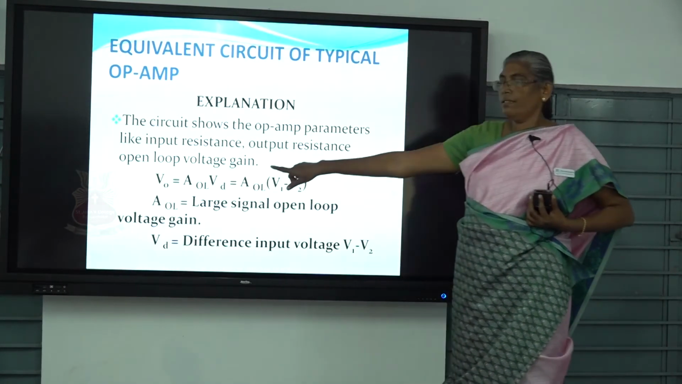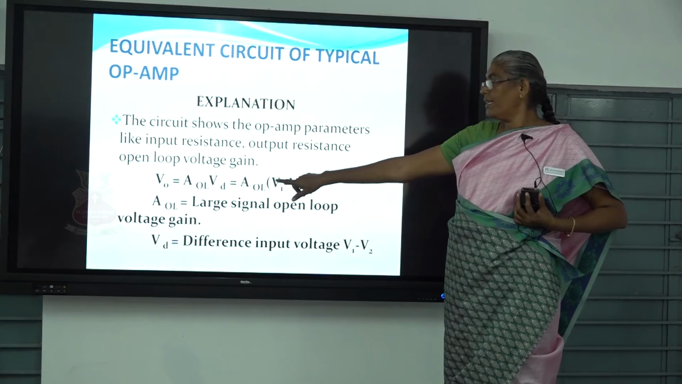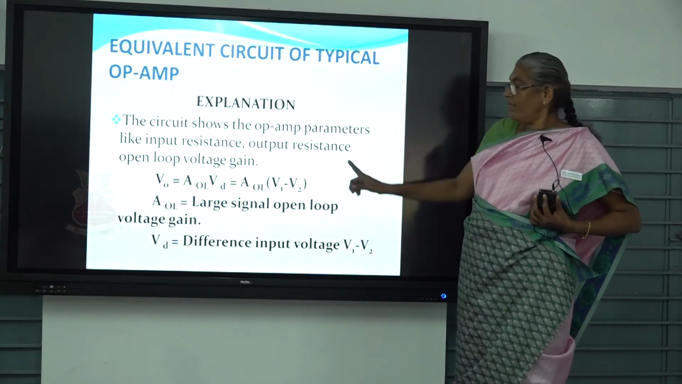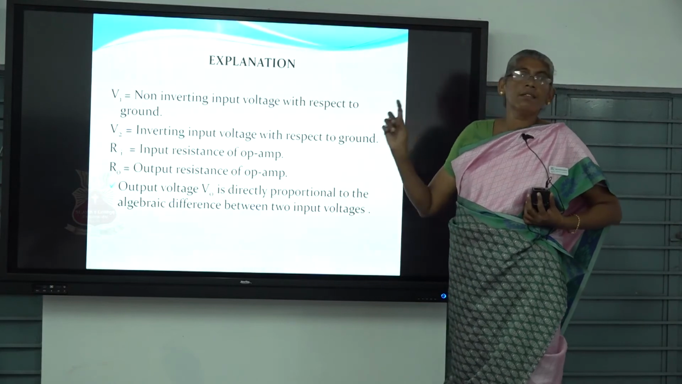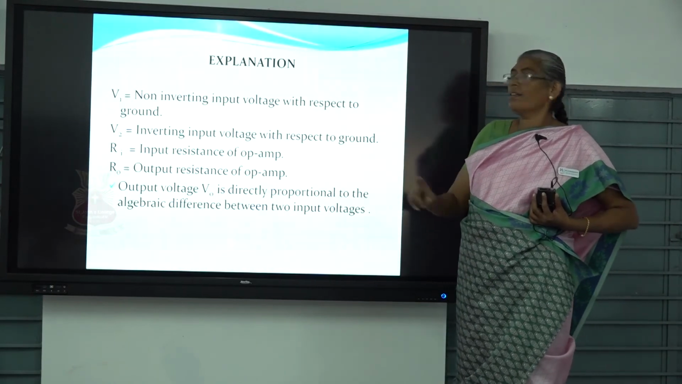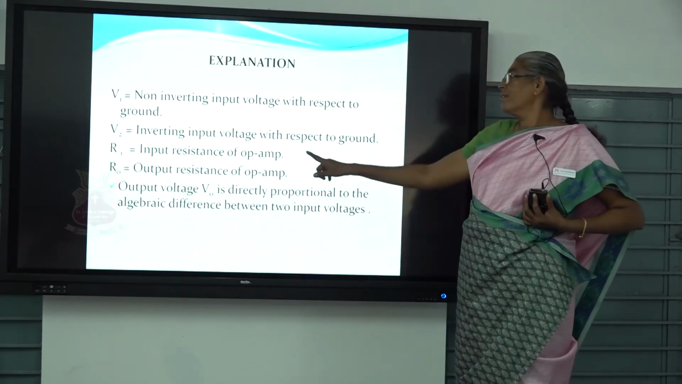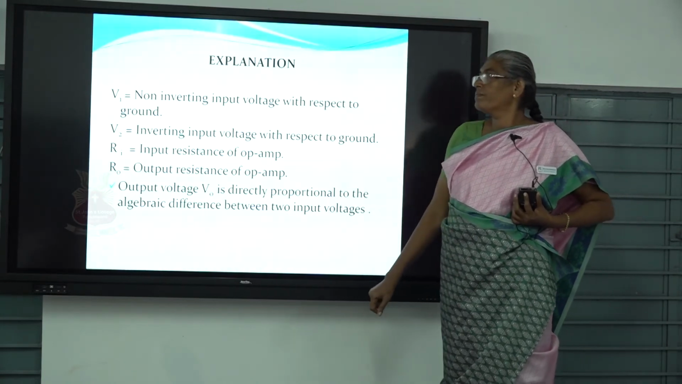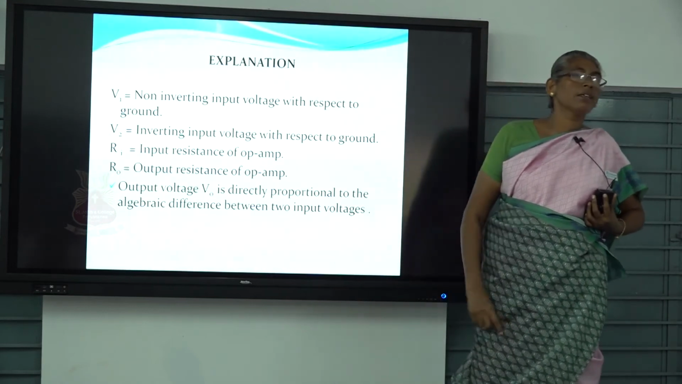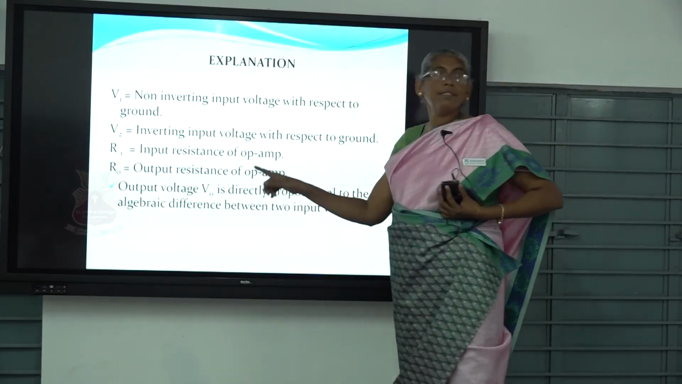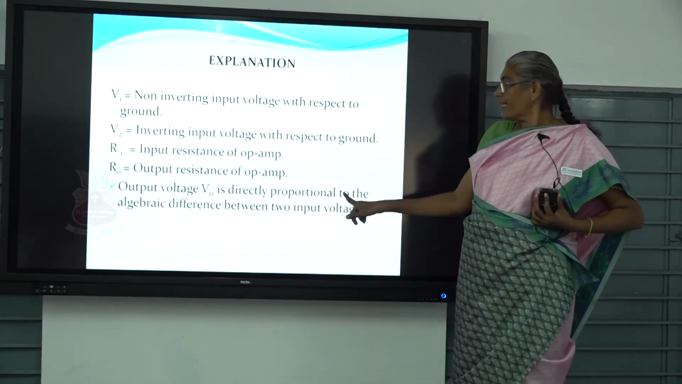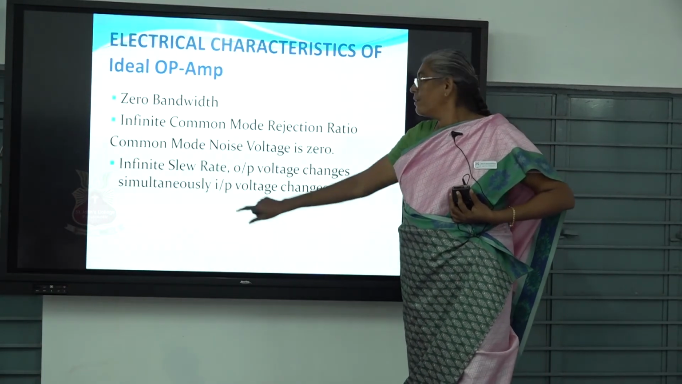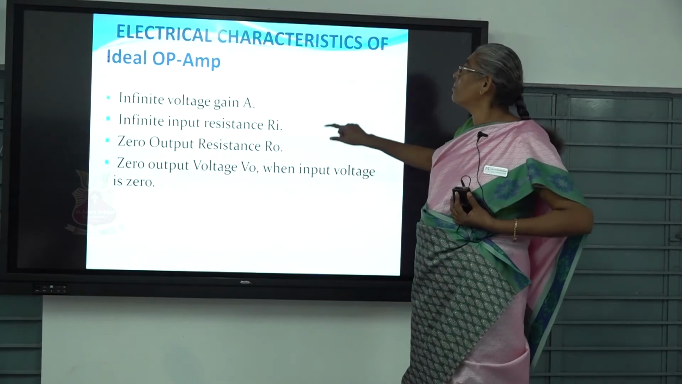V0 equals A0 Vd. Vd is the difference input voltage. V1 is the non-inverting input voltage. V2 is the inverting input voltage. How do you understand? The output voltage V0 is directly proportional to the difference of V1 and V2.